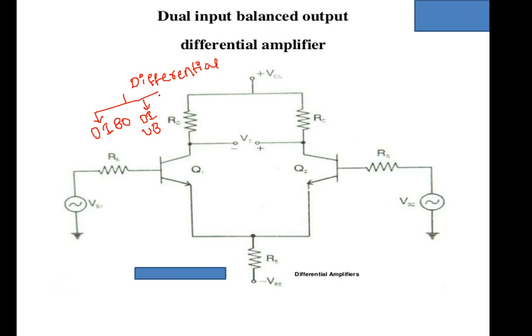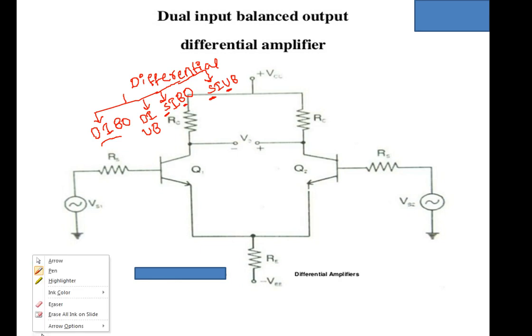Again, in differential amplifiers we have one more type, single input balanced output, that means only one input is applied and we take output from the two stages. The fourth one is single input unbalanced output, that means we apply a single input and take output from the single output terminal. So in differential amplifiers we have four types: dual input balanced output, dual input unbalanced output, single input balanced output, and single input unbalanced output.